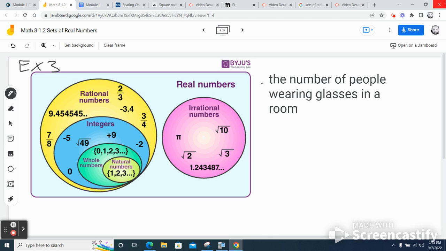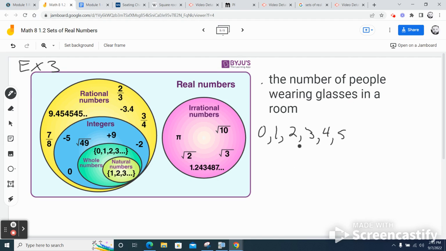But when we count the people, we're going to count them one at a time, right? So we could have, and here's another thing you could do, think about it. I could have one person wearing glasses. I could have 2 people wearing glasses. I could have 3 people. Heck, I could even have 0 people wearing glasses, right?